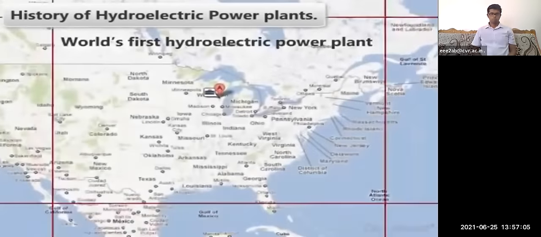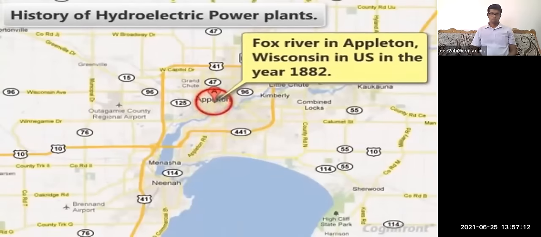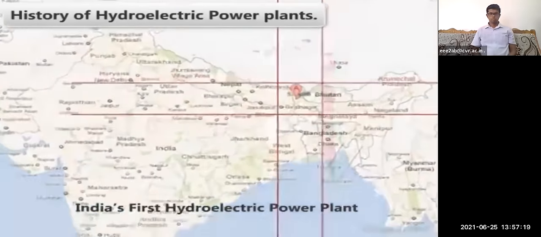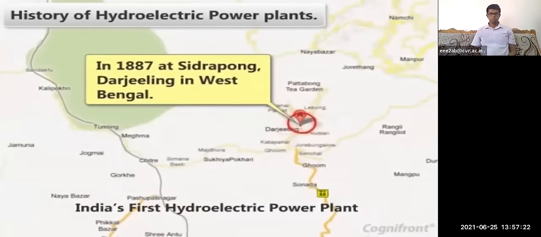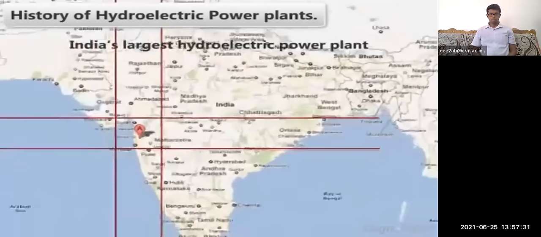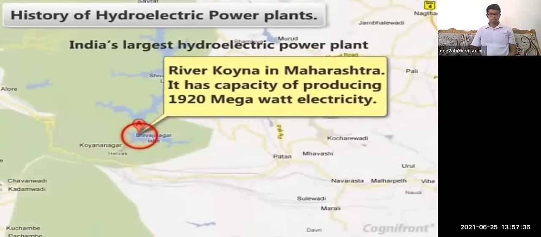History of hydroelectric power plants. World's first hydroelectric power plant was built across the Fox River in Appleton, Wisconsin in US in the year 1882. India's first hydroelectric power plant was commissioned in 1887 at Sidrapong, Darjeeling in West Bengal. India's largest hydroelectric power plant is located across the river Koyna in Maharashtra.